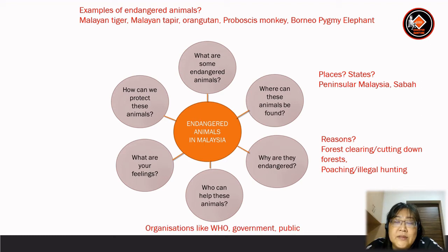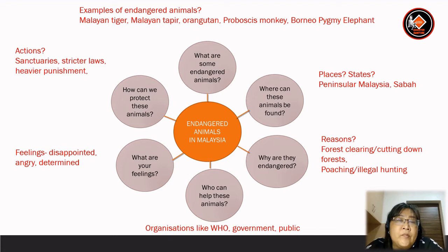Okay, who can help these animals? So you can write organizations like WWF, the government, Perhilitan, and even the public. Okay, what are your feelings will be the next bubble. So you can write feelings. You are disappointed, you are angry, or you are determined to do something about it. Okay, how can we protect these animals? Actions. Maybe you can have more sanctuaries, stricter laws, or heavier punishments.